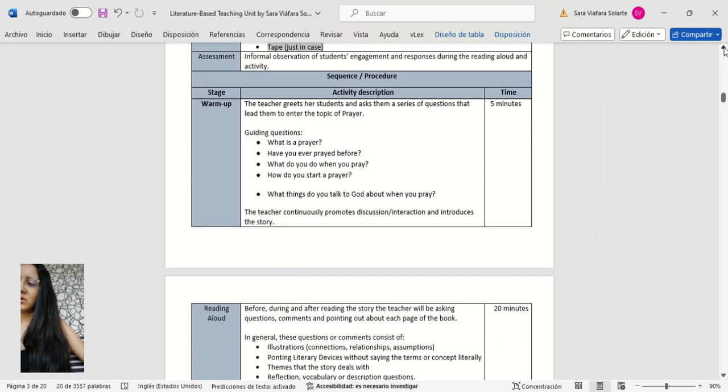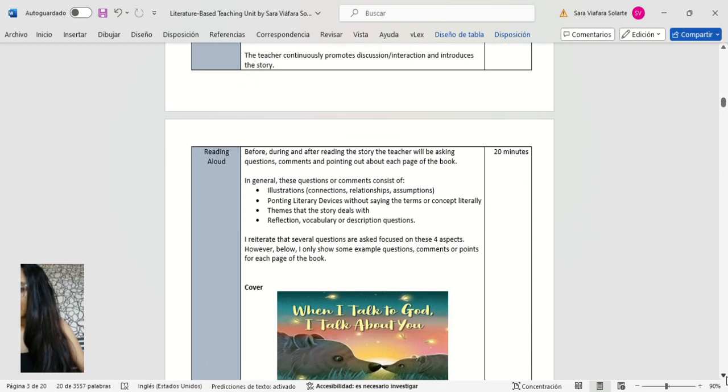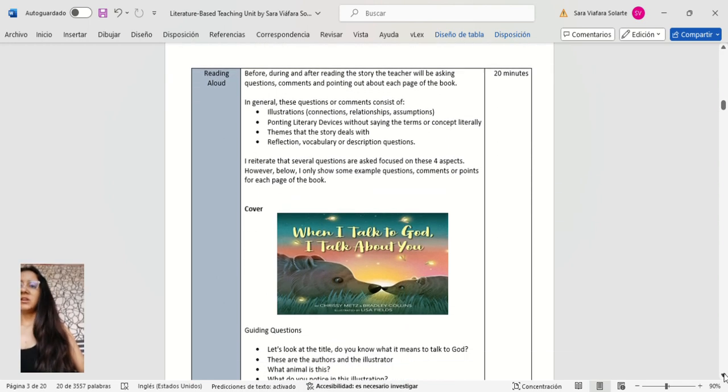For this session, there is no assessment, of course, but the teacher will be observing and taking notes about what students say, and things like that. This class will start with a warm-up activity, in which the teacher is going to ask some questions like: what is a prayer? Have you ever prayed before? And things like that. Then she starts the reading aloud session.